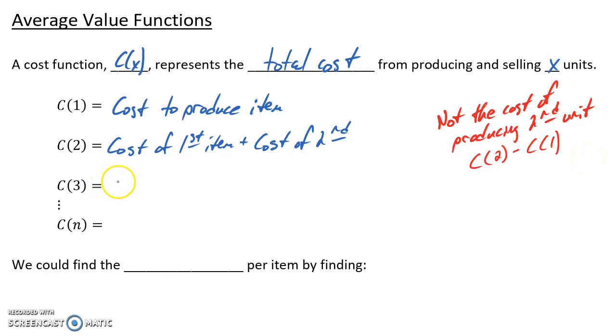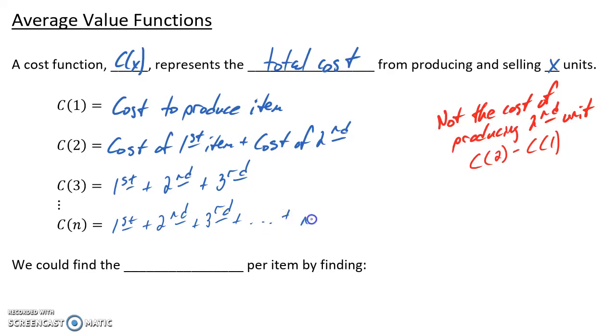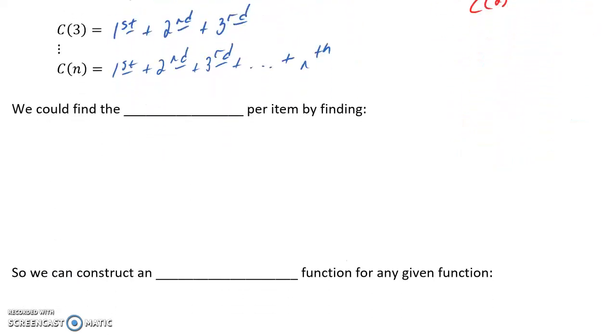So following that same pattern, C of 3 would be the cost of the first item plus the cost of the second item plus the cost of the third item. So again, it would be that cumulative cost. So evaluating C of n for some arbitrary value n would be that cumulative cost of the first item plus the second item plus the third item plus on and on, all the way up to whatever that nth item is that we're considering. So by total cost, we always mean the cost to produce exactly how many items we're substituting in for x into that cost equation.